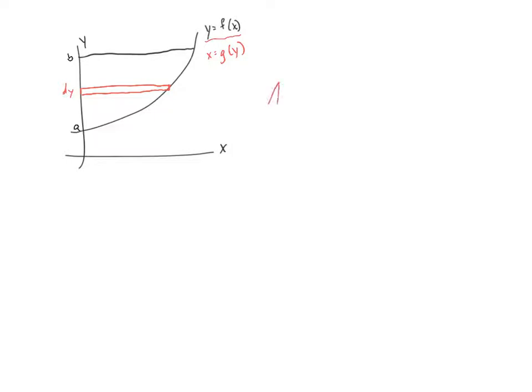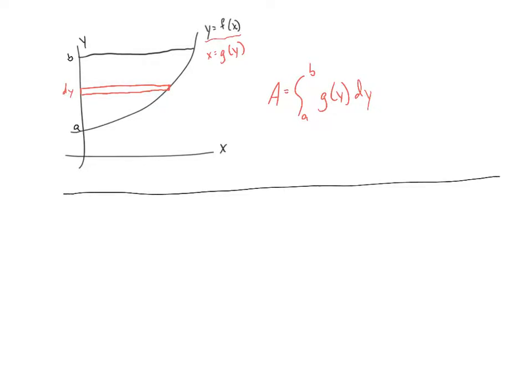And so what that looks like is A equals the integral from a to b of g of y dy. We're just integrating in terms of the other variable. We're dropping our rectangles down to the y-axis instead of the x-axis. So then let's look at an example where we use that integration.